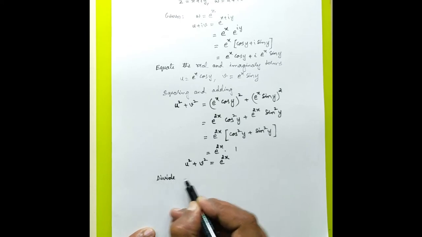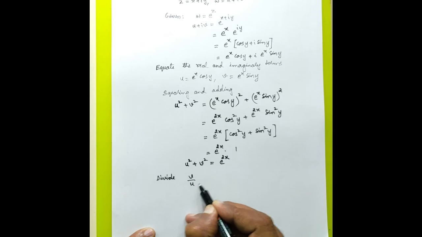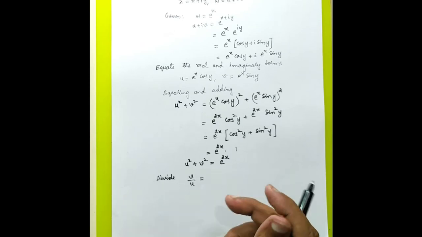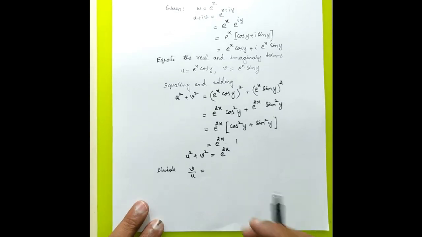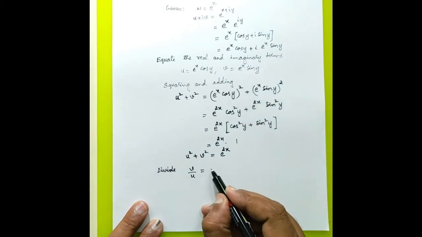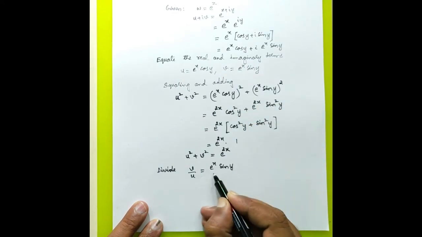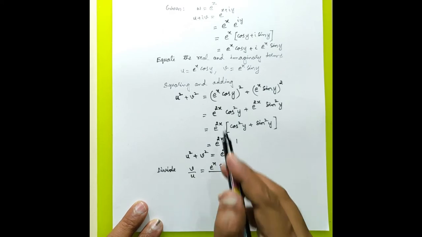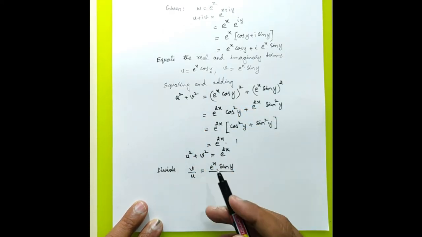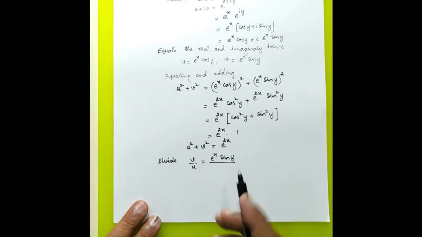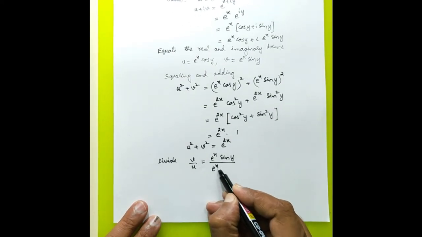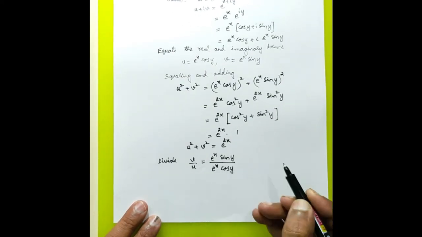Divide what value? V by u. If you just try to divide this v by u, so v value, as we know, is e power of x into sin y. So, e power of x into sin of y, whole divided by u. The u value is known, it is e power of x into cos of y.